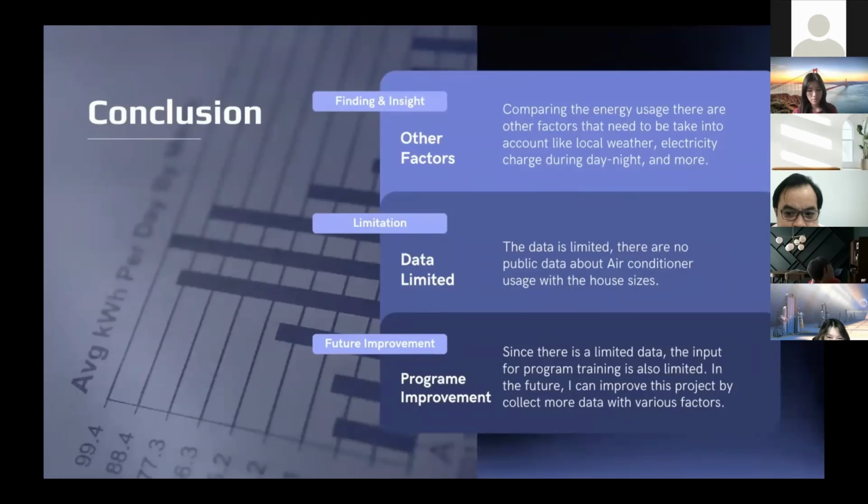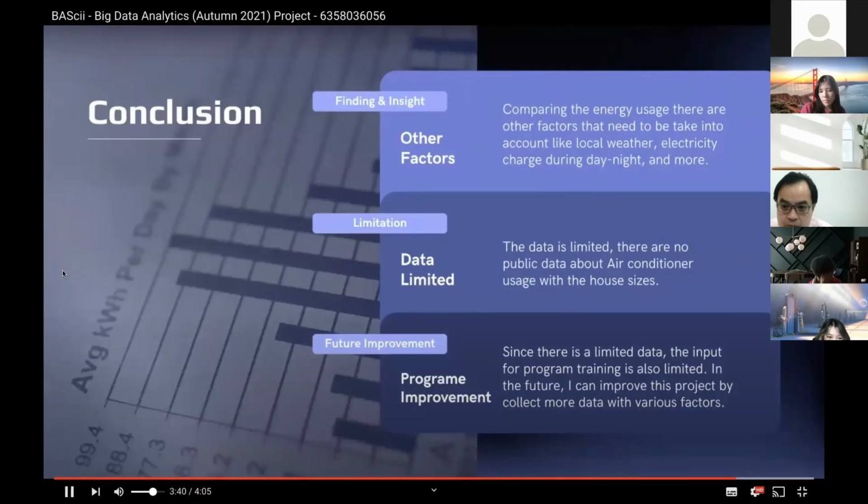For the limitation, the data is limited. There is no public data about air conditioner usage with house sizes. For future improvement, since there is limited data, the input for the program training is also limited. In the future, I can improve this project by collecting more data with various factors.